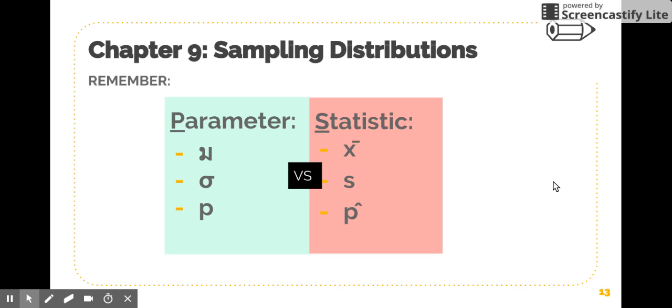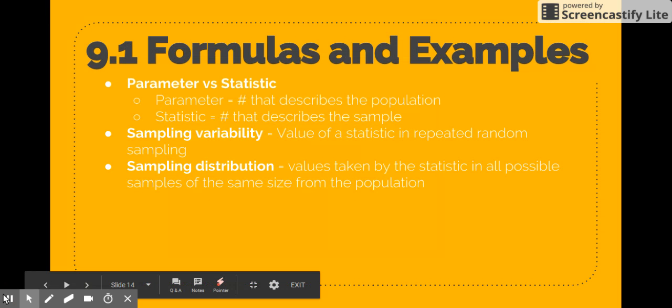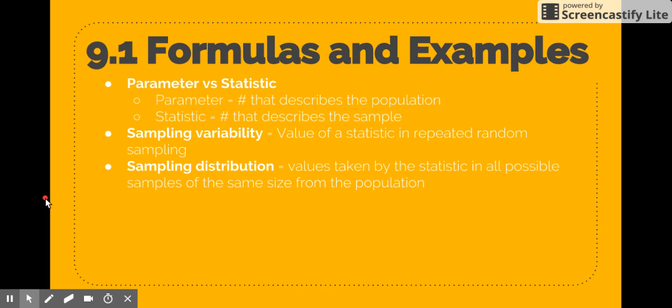Chapter 9, Sampling Distributions. Here's a diagram of a parameter versus a statistic. 9.1, Formulas and Examples. A parameter versus a statistic. So a parameter is a number that describes the population, whereas a statistic is a number that describes the sample.